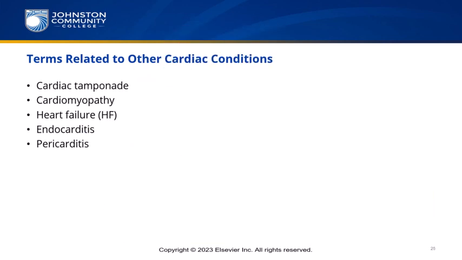Let's look at some other terms related to cardiac conditions. So first we have cardiac tamponade, which is the compression of the heart caused by fluid in the pericardial sac. Then we have cardiomyopathy. Remember, cardiomyo is our compound combining form, meaning heart muscle, and then pathy is our suffix for disease or diseases. So this is a progressive disorder of the ventricles of the heart.